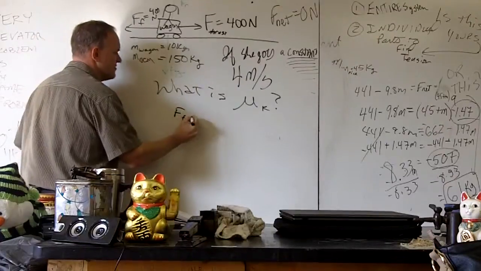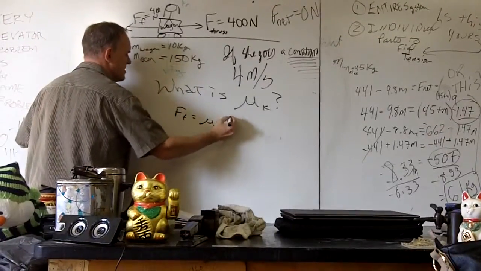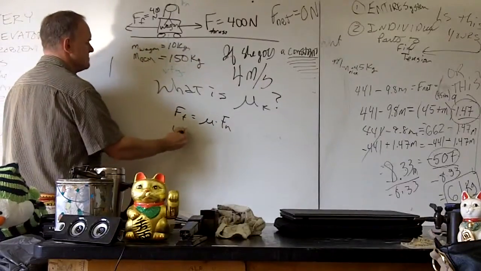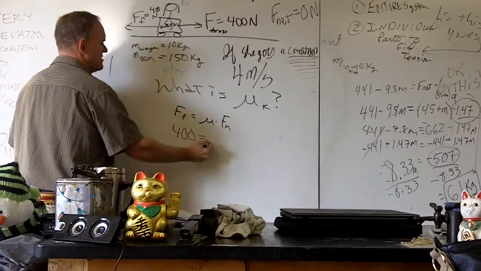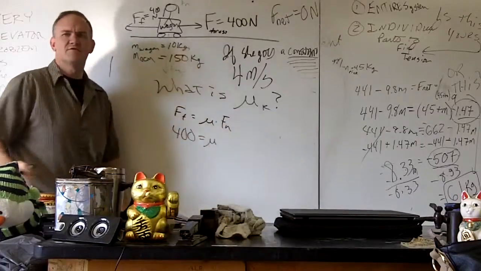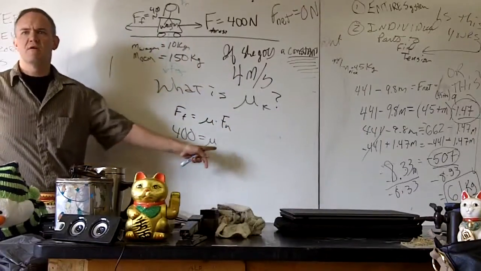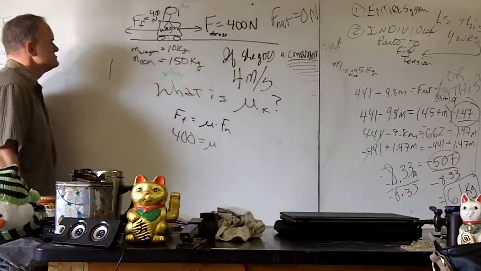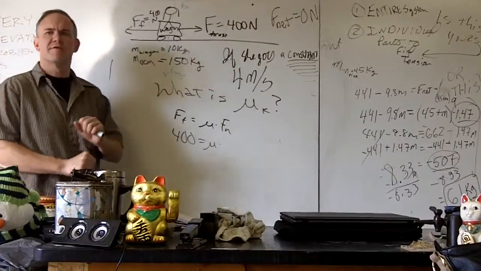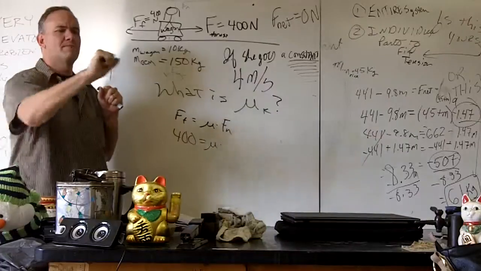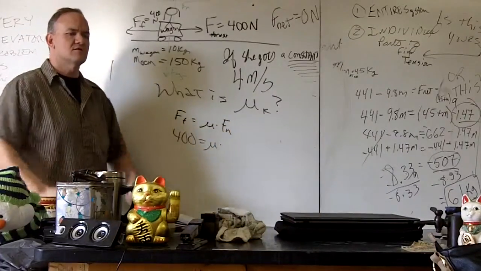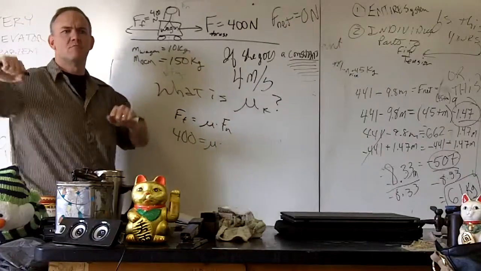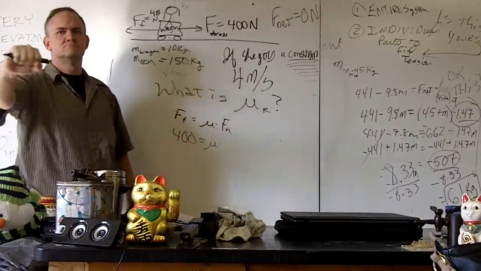If the friction force is 400 newtons, can't I find the coefficient of friction if I know the normal? Now what am I going to use for the normal? What's the normal force here? 9.8? 9.8 is an acceleration. What's the normal force?